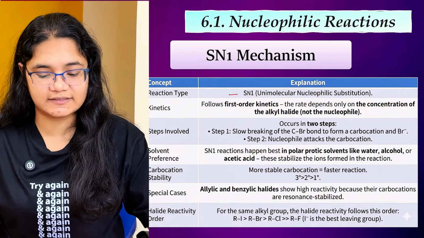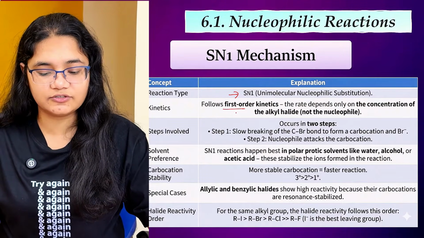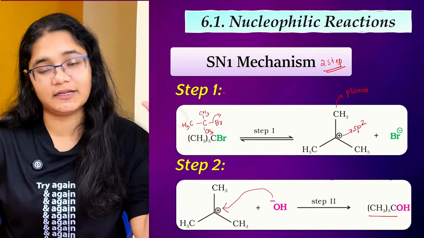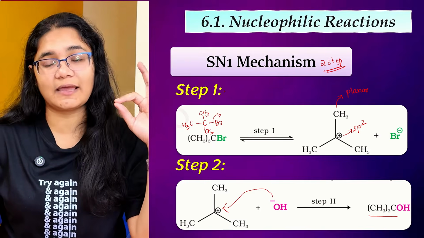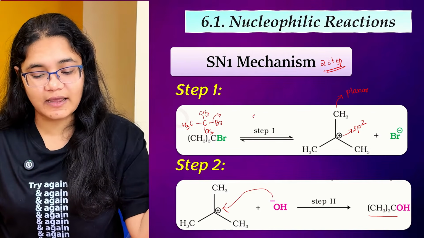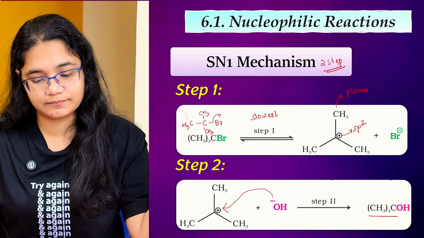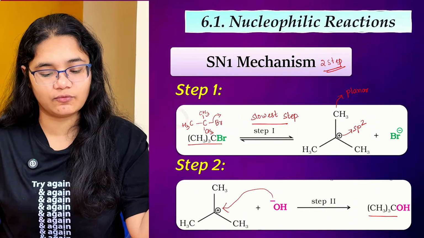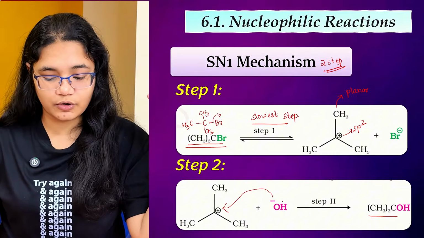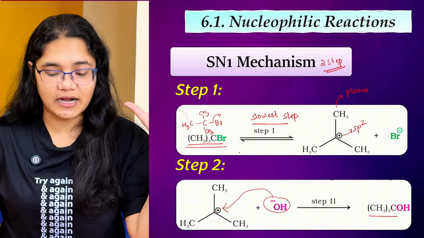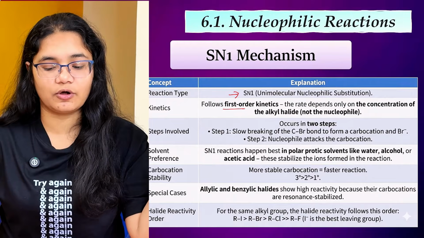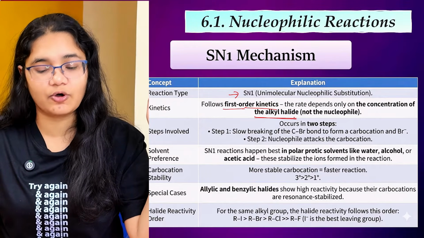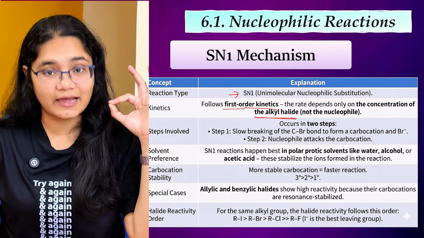So first of all, it is an SN1 reaction. It follows first order kinetics. If you have studied chemical kinetics, you might know that the slowest step is the rate determining step, and step 1 here is the slowest step. If this is the slowest step, and you see in this slowest step I have only the reagent, there is no role of nucleophile in the first step. So that is why the rate of the reaction is first order kinetics and depends only on the concentration of alkyl halide.